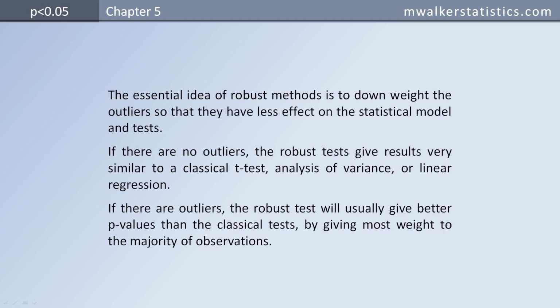The essential idea of robust methods is to downweight the outliers so that they have less effect on the statistical model and tests. If there are no outliers, the robust tests give results very similar to a classical t-test, analysis of variance, or linear regression. If there are outliers, the robust test will usually give better p-values than the classical tests by giving most weight to the majority of observations.